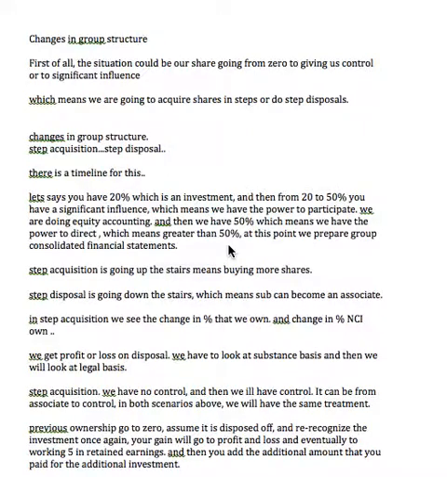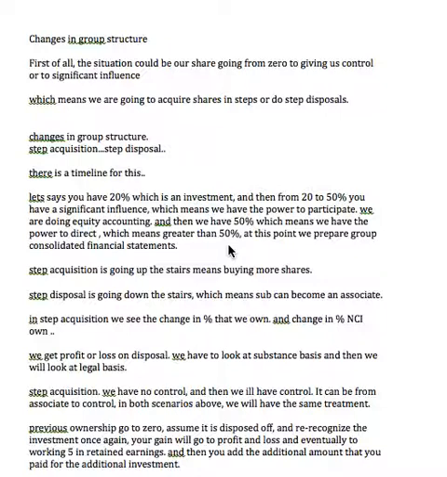Hi everyone, today we are going to look at changes in group structure. This is the most difficult topic, which is tested very regularly in the P2 exam, and I hope you pay attention to it, and hopefully you'll do very well if this question appears in the exam.